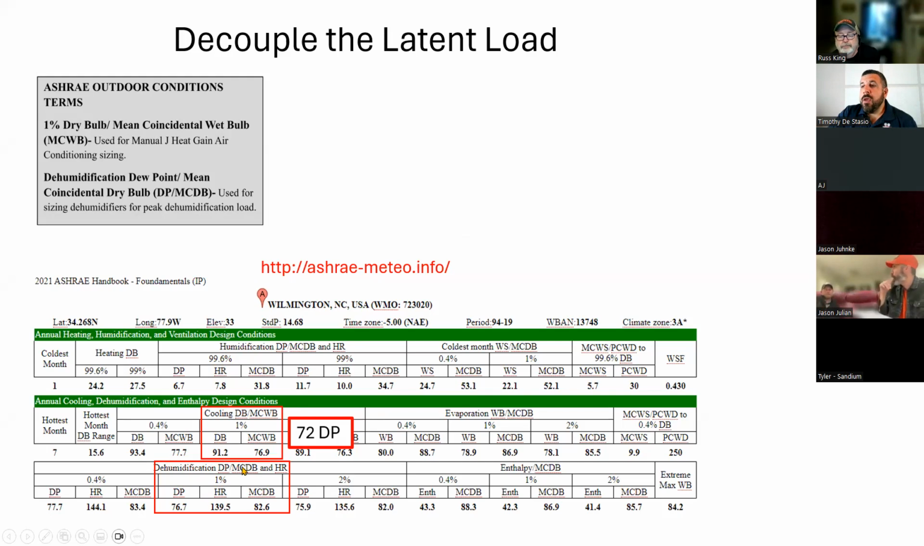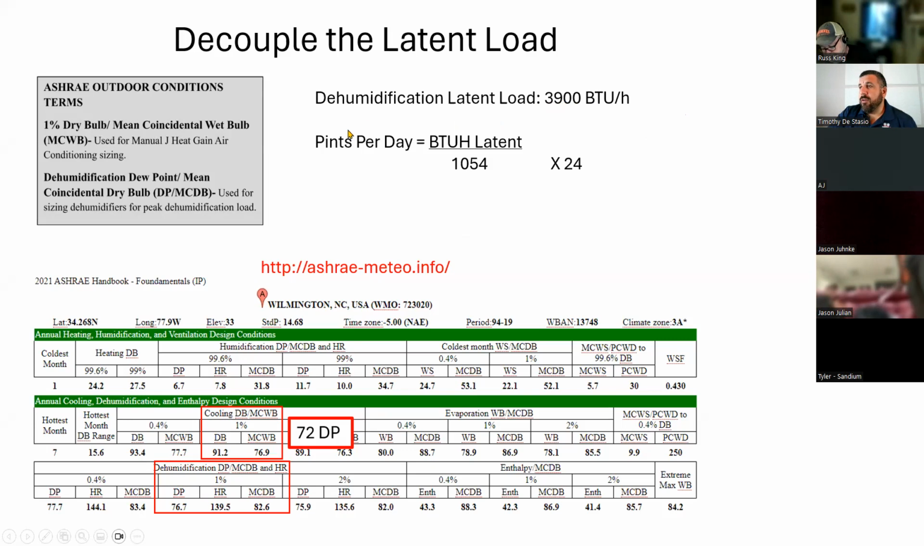And so when you're trying to figure out what your real dehumidification load is, you need to be using these outdoor conditions. So you would make a copy of your Manual J, and you would replace these conditions with these conditions, and you would come up with a latent load. Let's say in this case, we come up with 3,900 BTUs per hour.